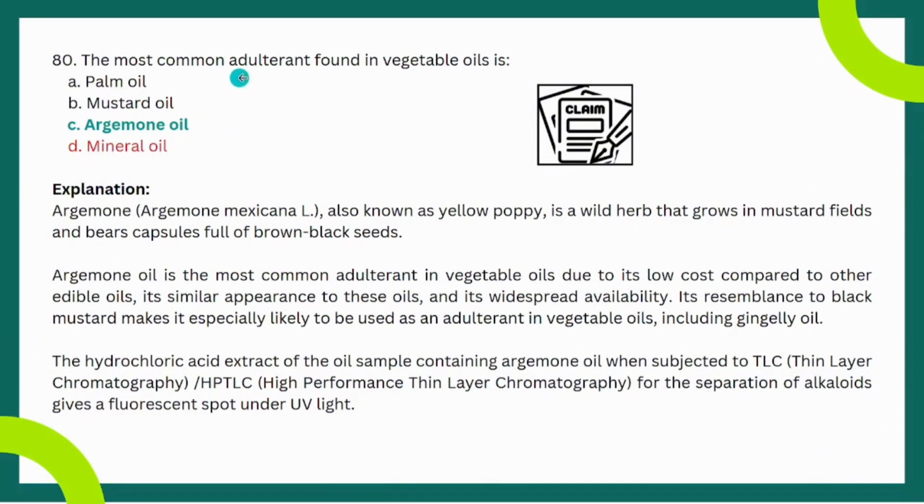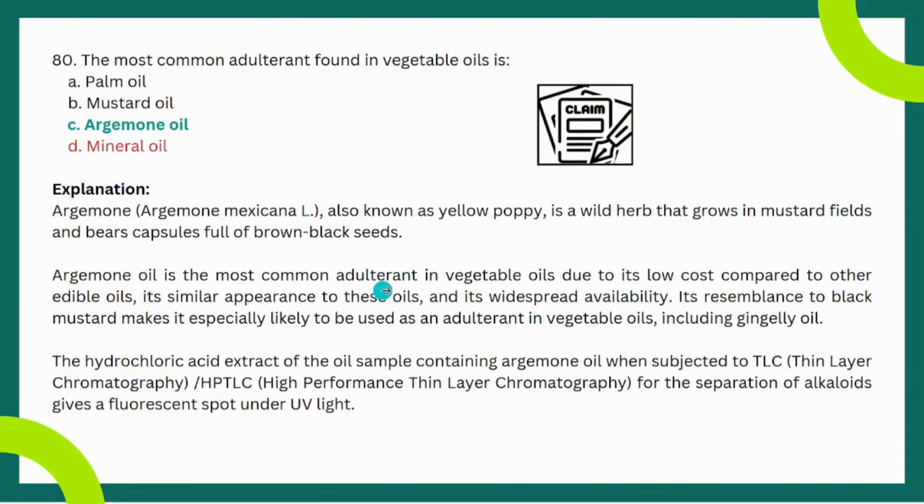Next question. The most common adulterant found in vegetable oil is, the answer should be argemone oil, but the official key released by the department shows the answer as mineral oil, which is wrong. So you can claim these questions. Those who answered argemone oil, you can claim it. See what is argemone. Argemone, scientific name Argemone mexicana, is popularly known as yellow poppy.